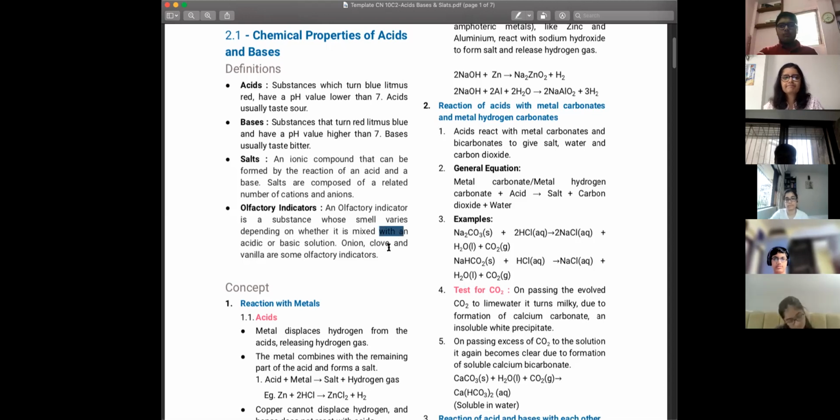Okay. What about strength of acids and bases? Are you guys clear about what's the difference between strong acids? What makes an acid strong? What do you consider weak? All of that.